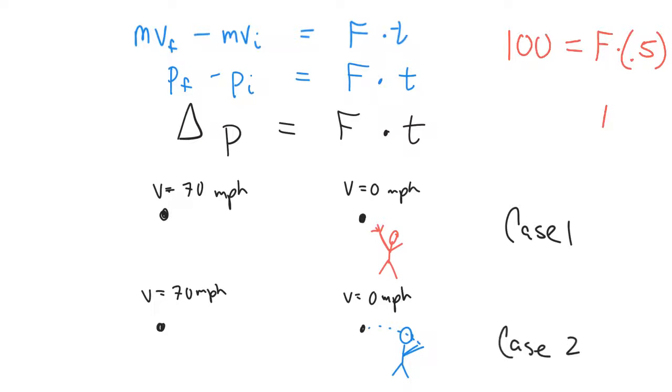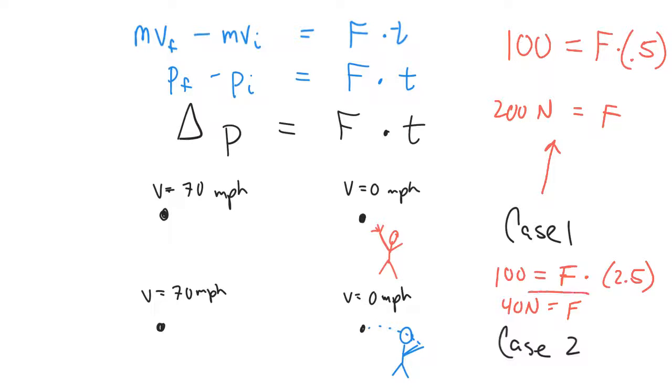My answer for the force felt would be 200 newtons. I'll take 100 divided by 0.5, which is 200 newtons. And that's for case 1. But for case 2, the same 100 occurs for the change in momentum, but in case 2, again, I catch it with a little bit of a soft hands cradling action. So instead of taking a half a second to catch it, I catch it over a time period of, say, 2.5 seconds. So my force in this case would turn out to be exactly 40 newtons. So look at the difference in the force felt. That's the important part of this problem right here.